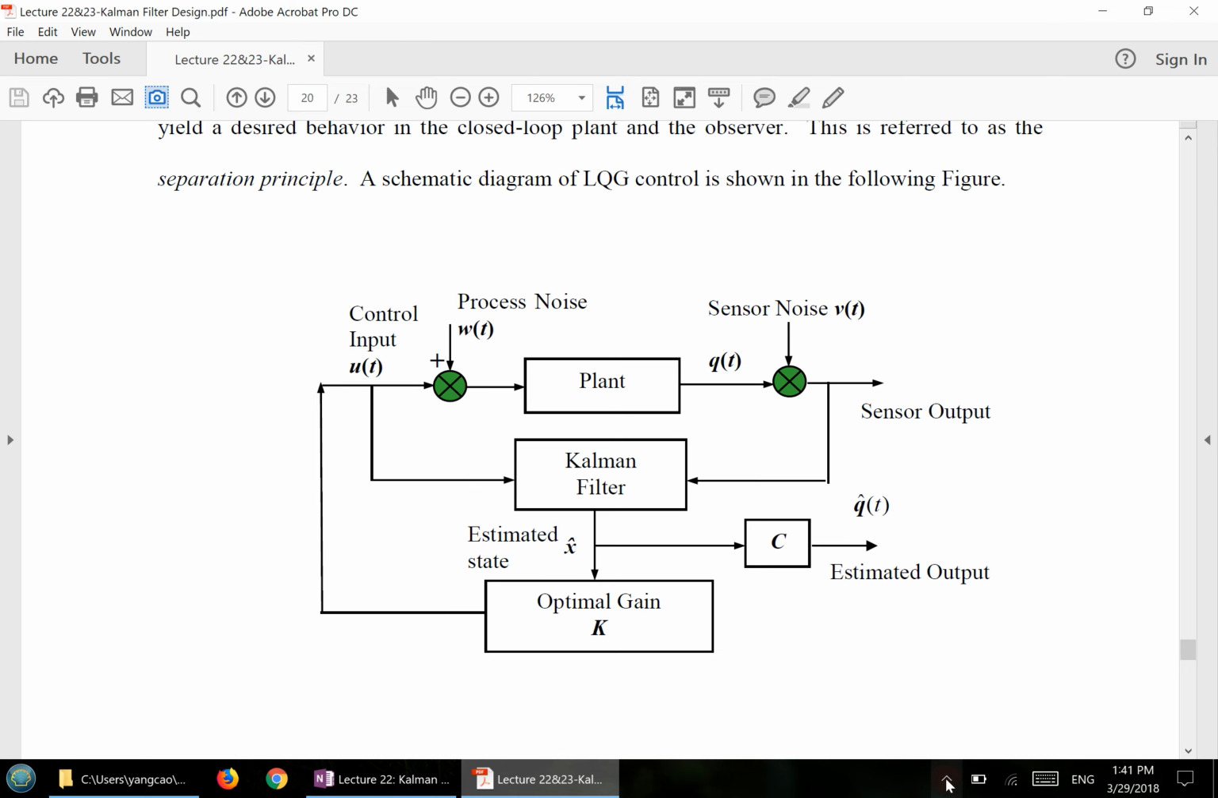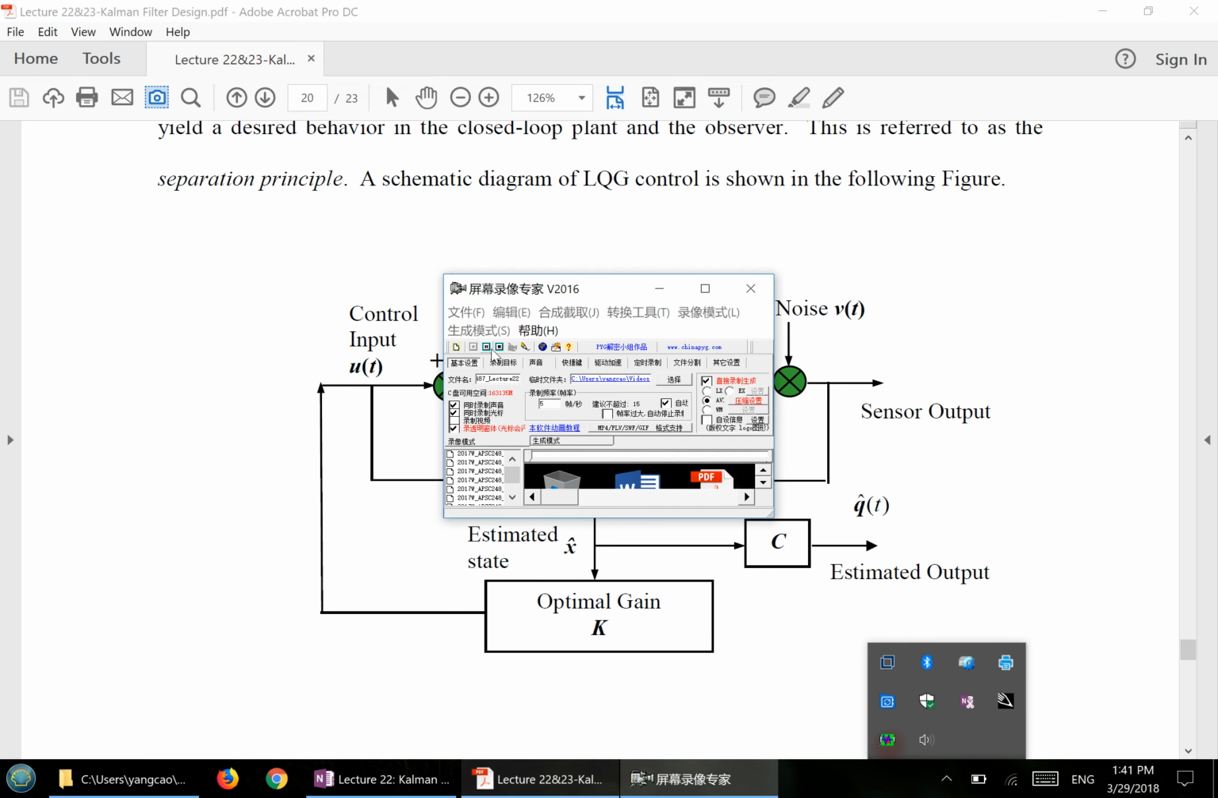For matrix calculus? Just a sec. Okay. Let me stop this.